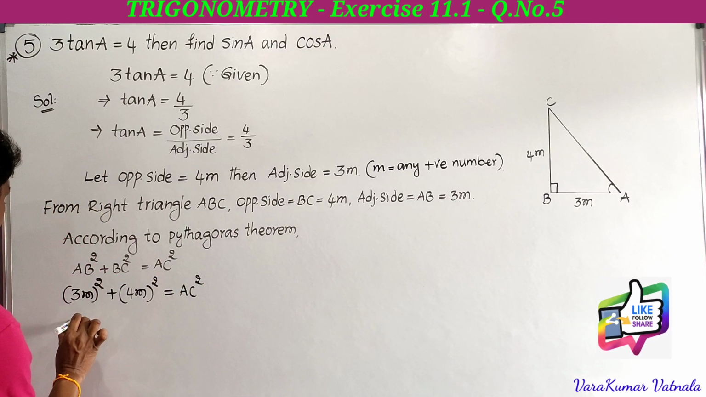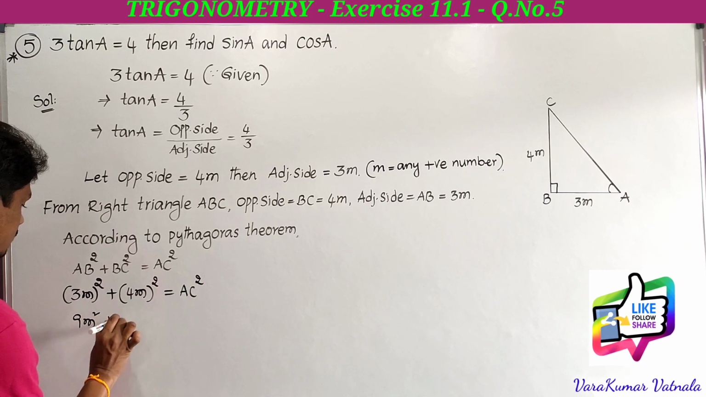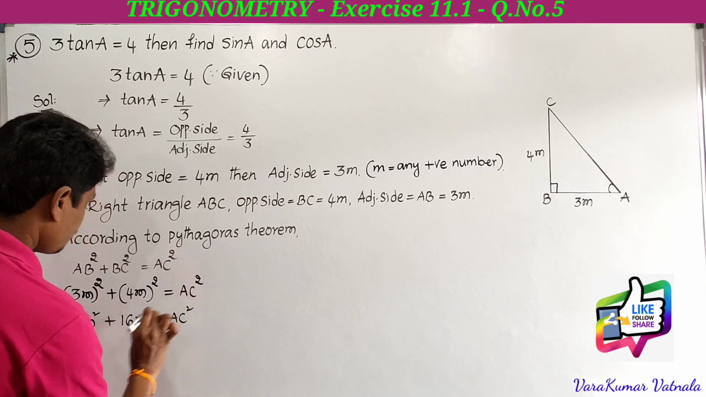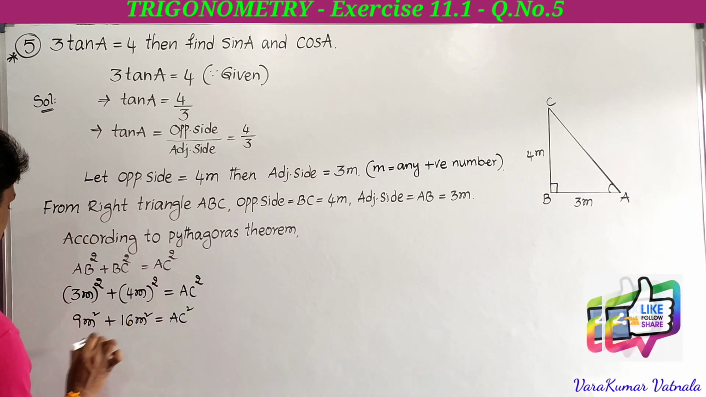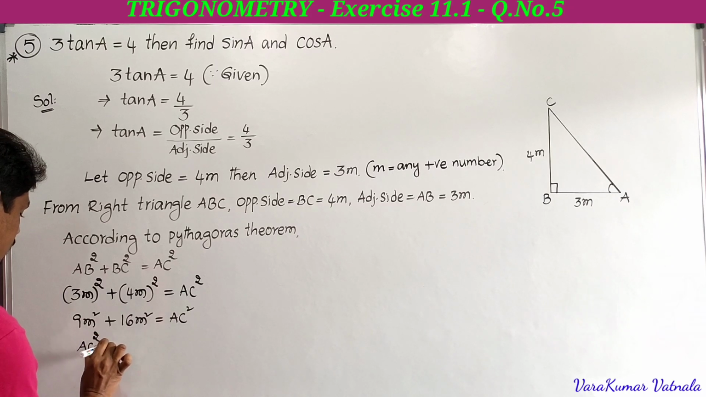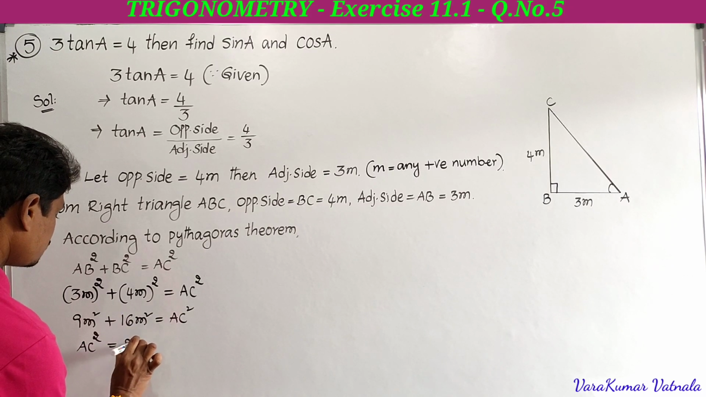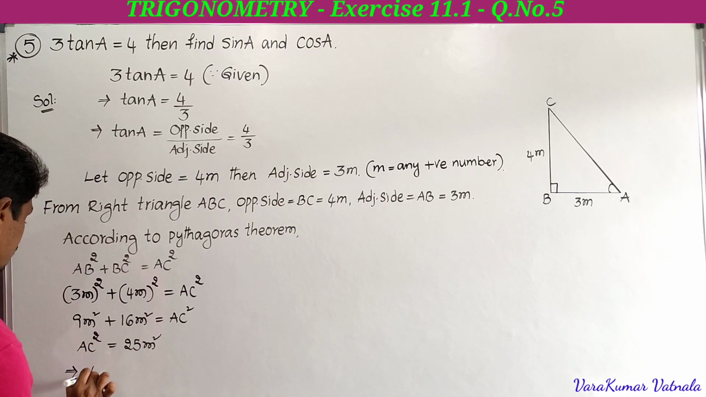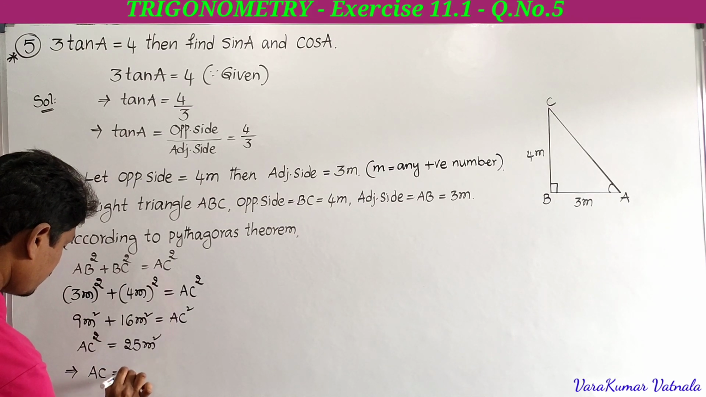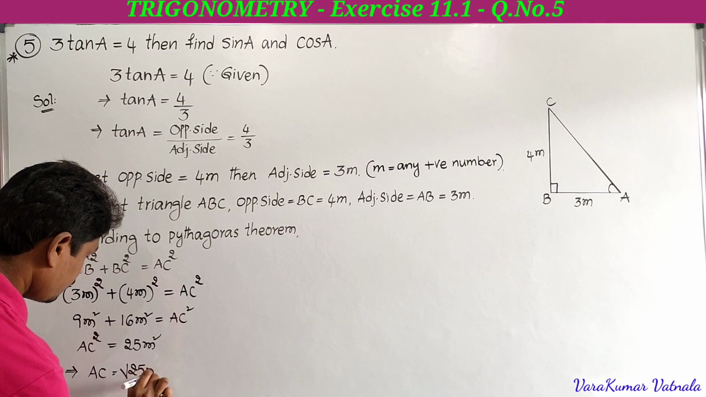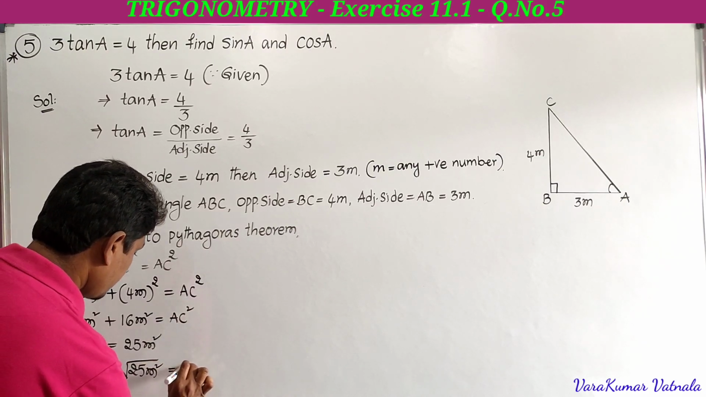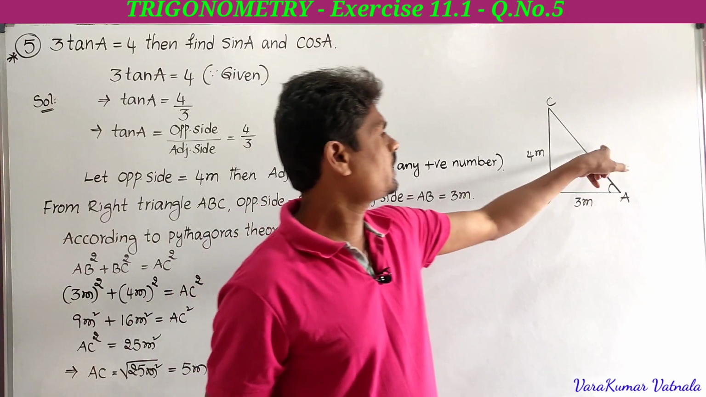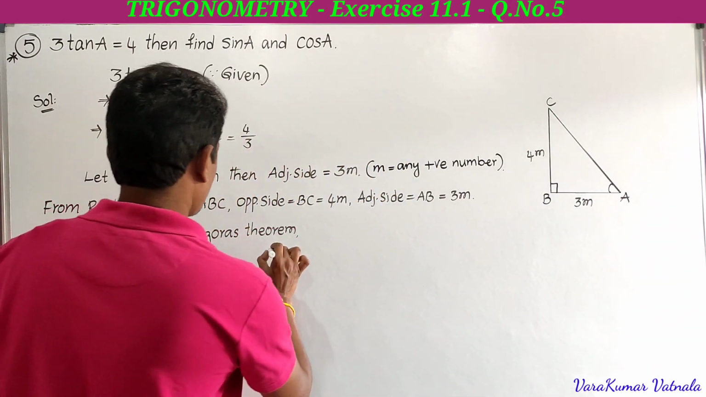So 3m whole square is 9m square, plus 4m whole square is 16m square, which is equal to AC square. So AC square is equal to 9m square plus 16m square, which is 25m square. From this we can find AC is equal to square root of 25m square, that is 5m. Now we have the lengths of all three sides. AC is equal to 5m.